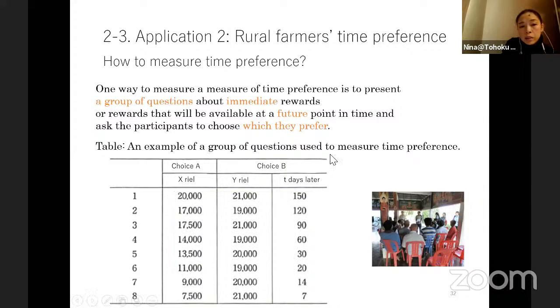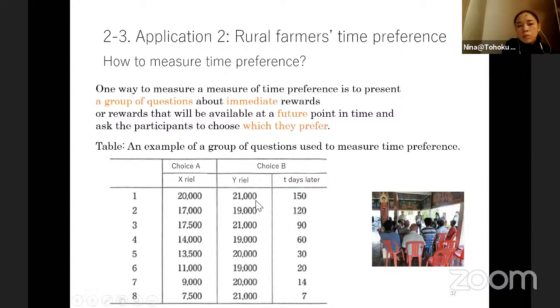So the question is like this. For example, this experiment was conducted in Cambodia. So the unit is riel, the Cambodian currency. And here are choice A and choice B. For the first question, suppose you can get 20,000 riel now, you can convert it to rupiah or yen, 20,000 rupiah now, or 21,000 150 days later, so 5 months later. If you wait 5 months, then they add 1,000 rupiah. Do you wait or not?